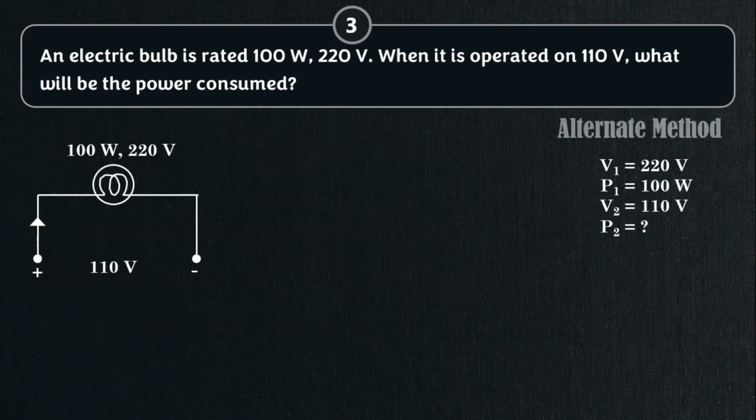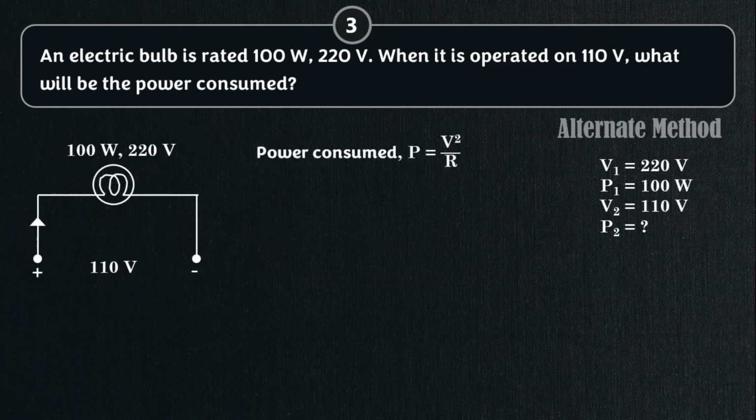Here is an alternate method. We know that V1 is equal to 220 volt. The power consumed on this voltage is 100 watts, P1. V2 is equal to 110 volts and we need to find P2.